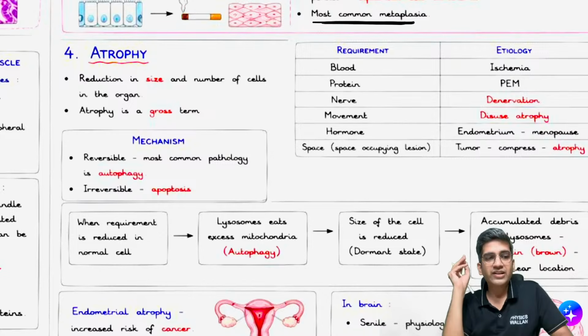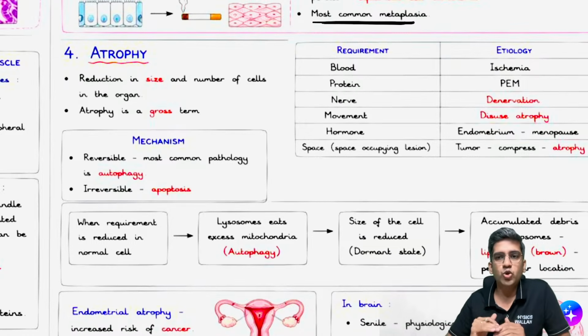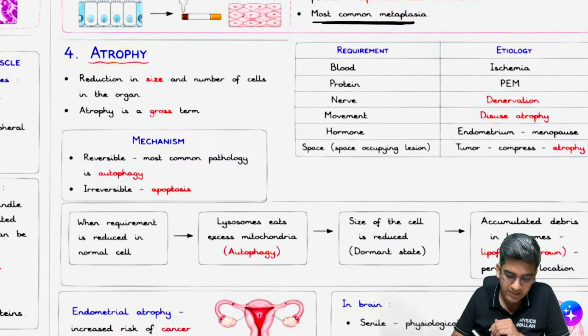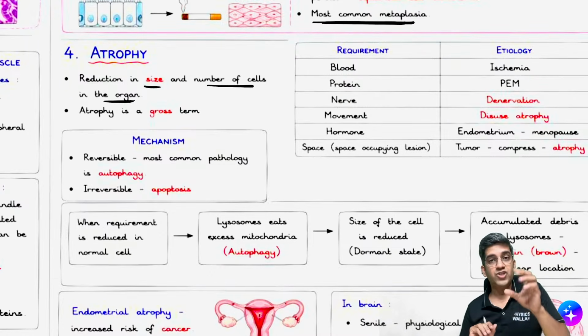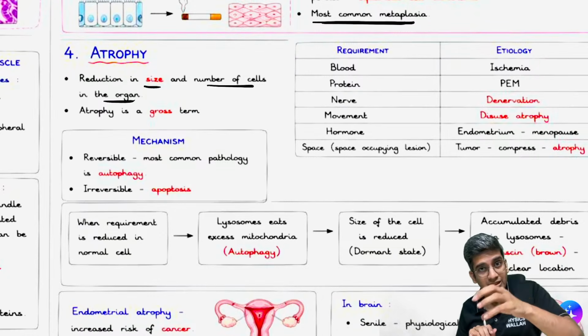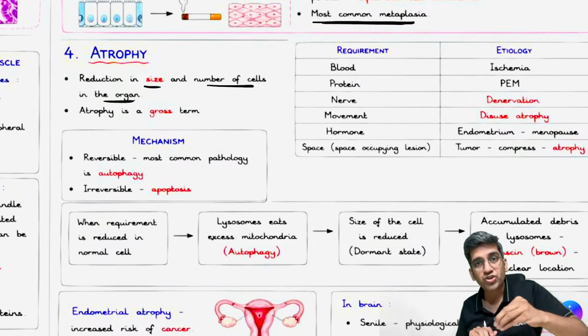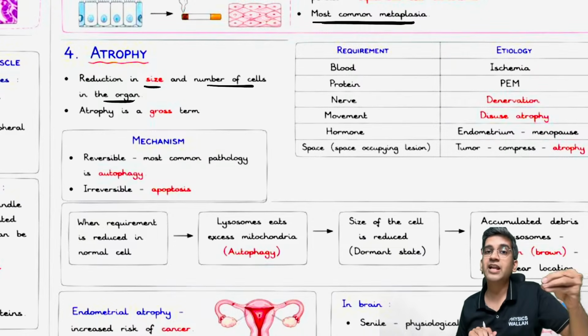One of the important things for me for atrophy is that it is a gross terminology. Microscopy, we generally don't use the term atrophy, but in some places in pathology, we also use microscopic atrophy, right? It's reduction in cell size as well as number of cells. It's not just the number, it's the size and the number. Because it's both number and size, we have multiple mechanisms of atrophy. Because it's both number and size, we have both irreversible and reversible.